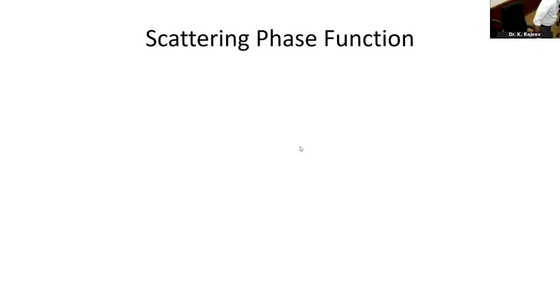If you do the radiation transfer calculation, for how much flux you are getting, you will be able to reproduce it within 1 or 2 percent. That's called a scattering phase function.